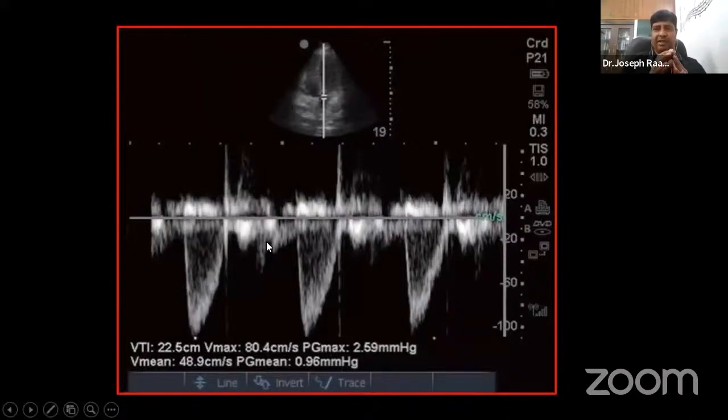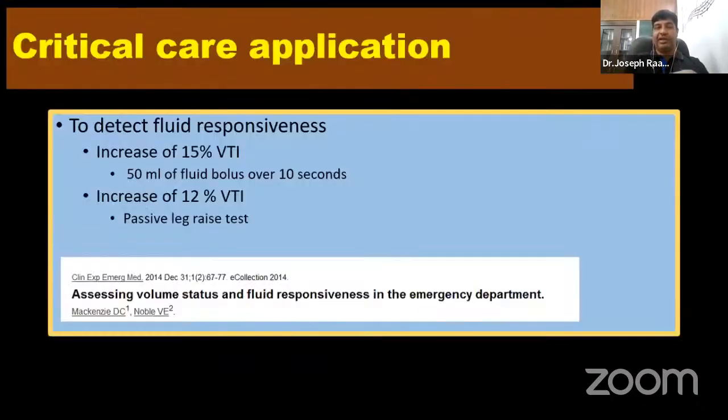Sometimes, instead of calculating the stroke volume, just by looking at the VTI itself, you know whether the stroke volume is adequate or not. The normal VTI is somewhere between 18 to 20, so you know that this patient has a normal stroke volume. In a patient with hypotension, if the VTI is very low, then we know that the hypotension is because of the low stroke volume. You can differentiate a cardiogenic shock from a septic shock: in septic shock your stroke volume is going to be normal, and in cardiogenic shock your stroke volume is going to be less. So that information you can also get from this.